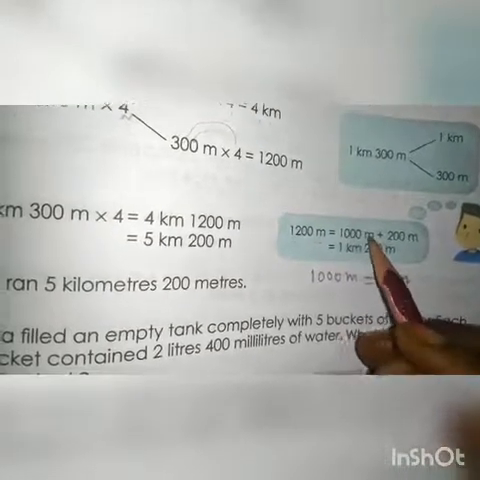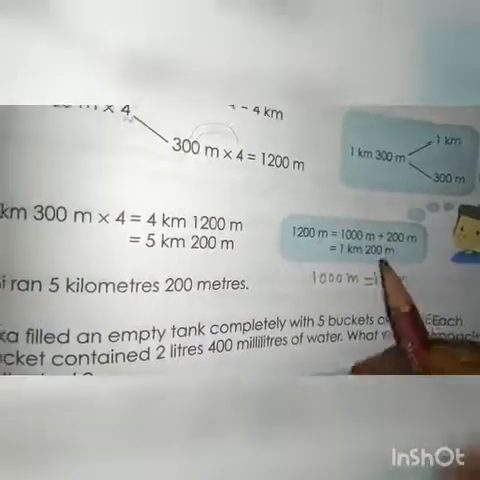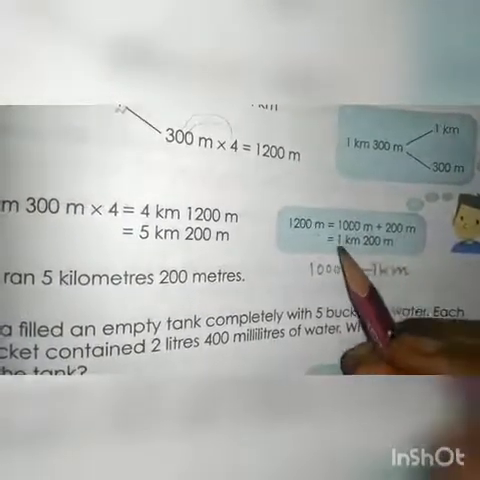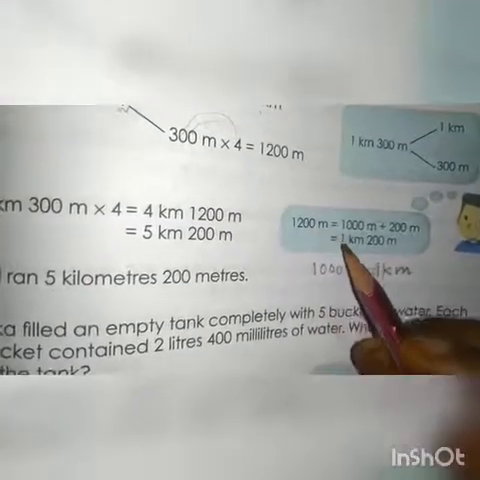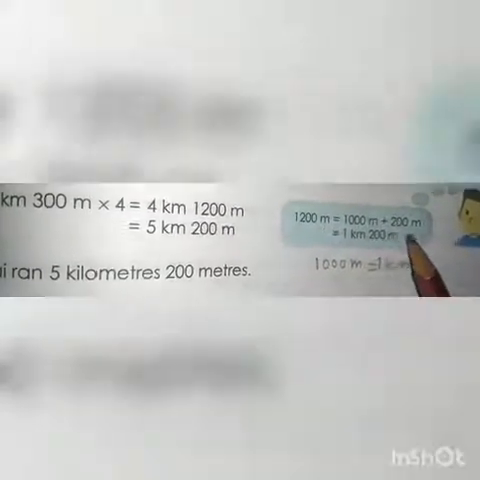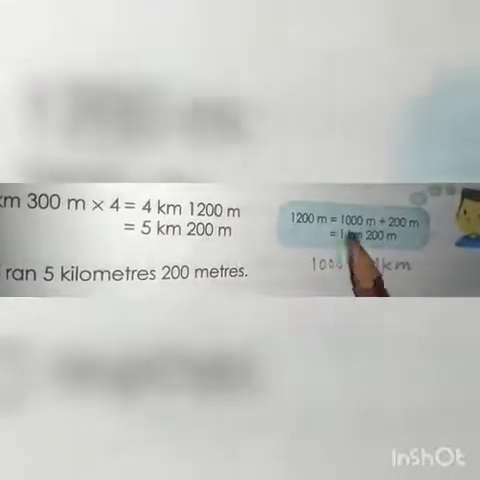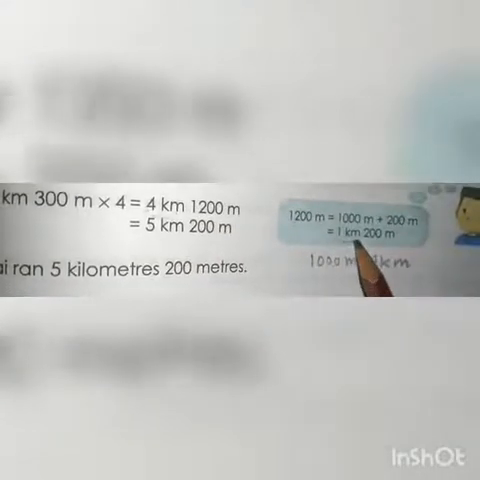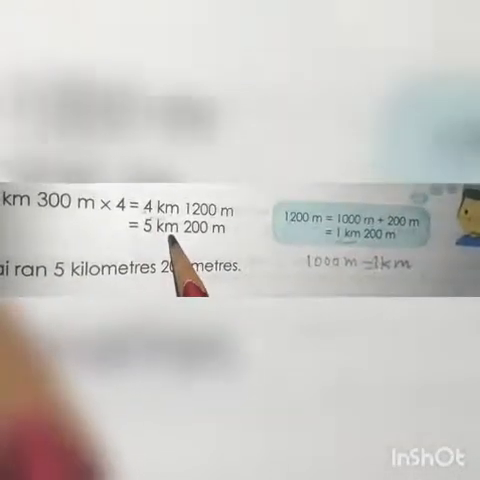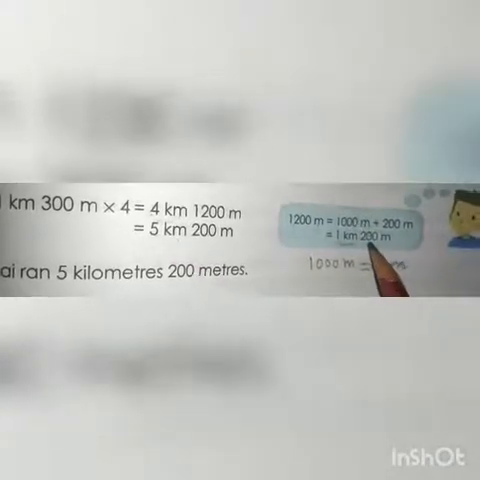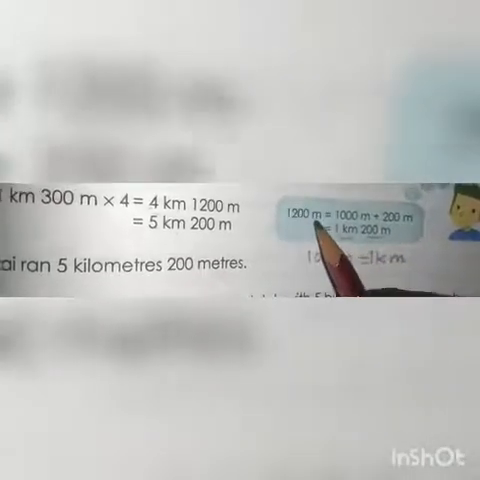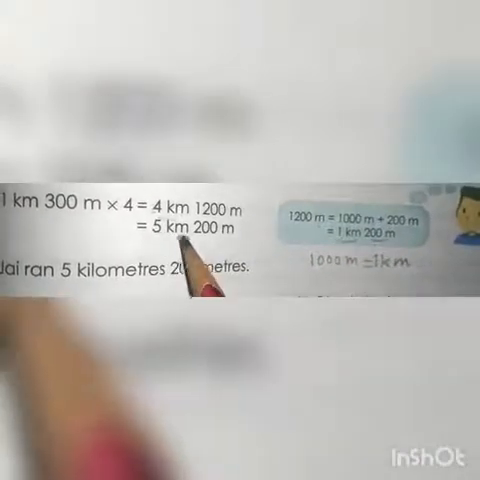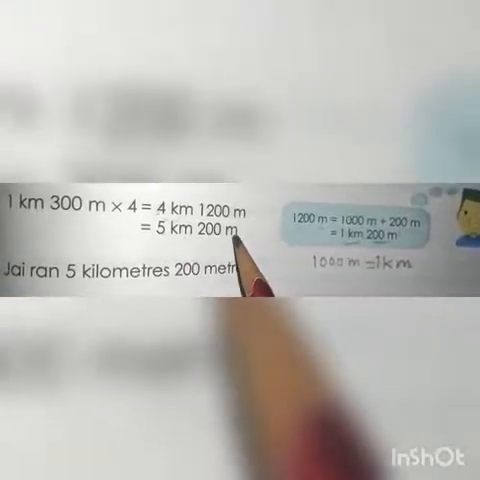So instead of 1000 meter we can change it as 1 kilometer. 1000 meter is equal to 1 kilometer and we have to write 200 meter as it is. Therefore 1200 meter is equal to 1 kilometer 200 meter. Now we have to add this with 4 kilometer. 4 kilometer plus 1 kilometer is equal to 5 kilometer, and we got the remaining 200 meter from 1200 meter, so we write 200 meter as it is. Therefore we got 5 kilometer 200 meter.